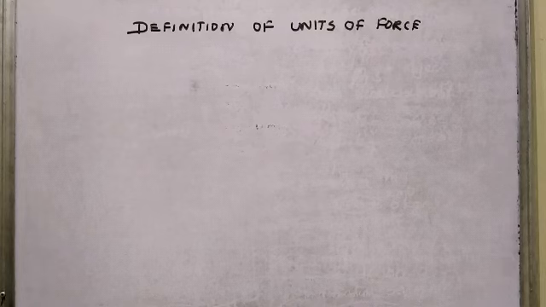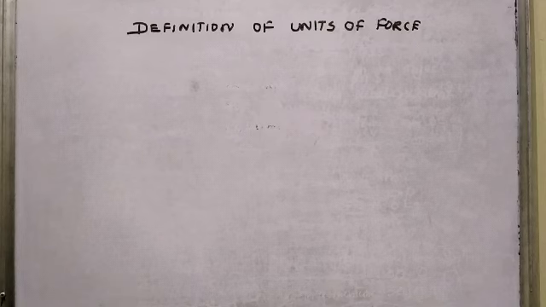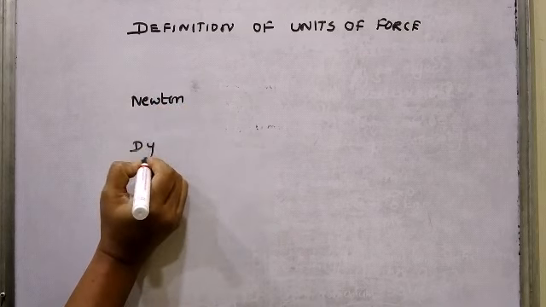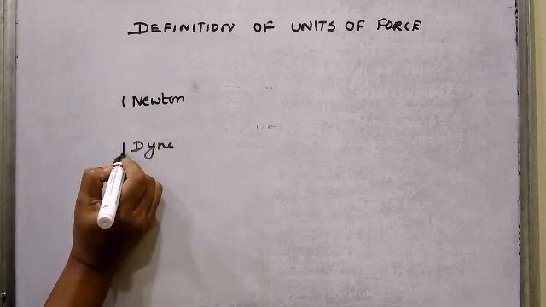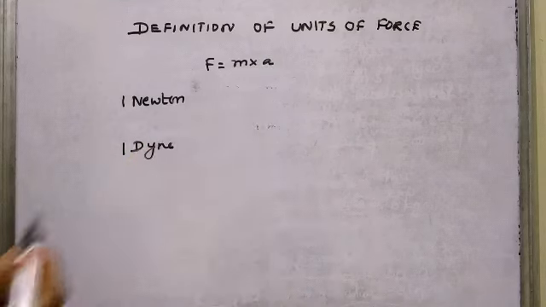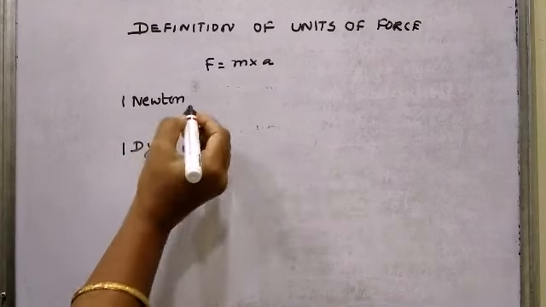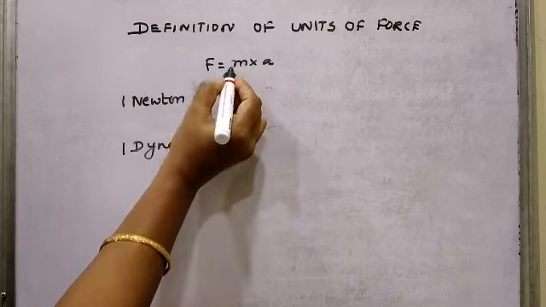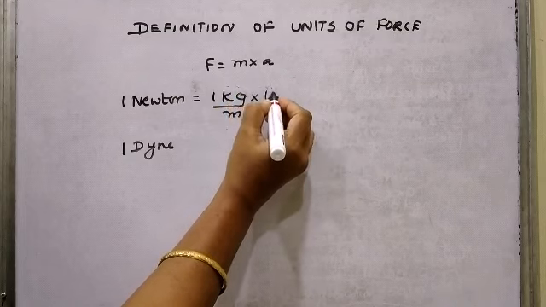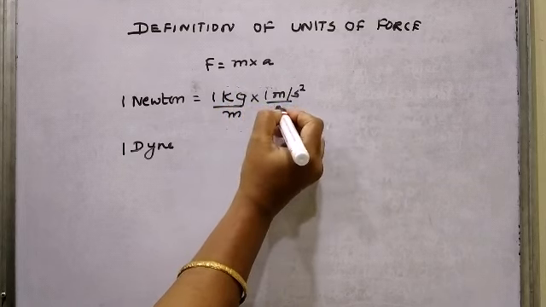Now, since we know the units of force in the SI system and in the CGS system, let us define them. What is the unit of force in the SI system? Newton. And in the CGS system? Dyne. So we are going to define 1 Newton and 1 Dyne. Force is the product of mass and acceleration, isn't it? So let's define 1 Newton force. If the force has to be 1 Newton, mass has to be 1 kg, and acceleration has to be 1 meter per second square.